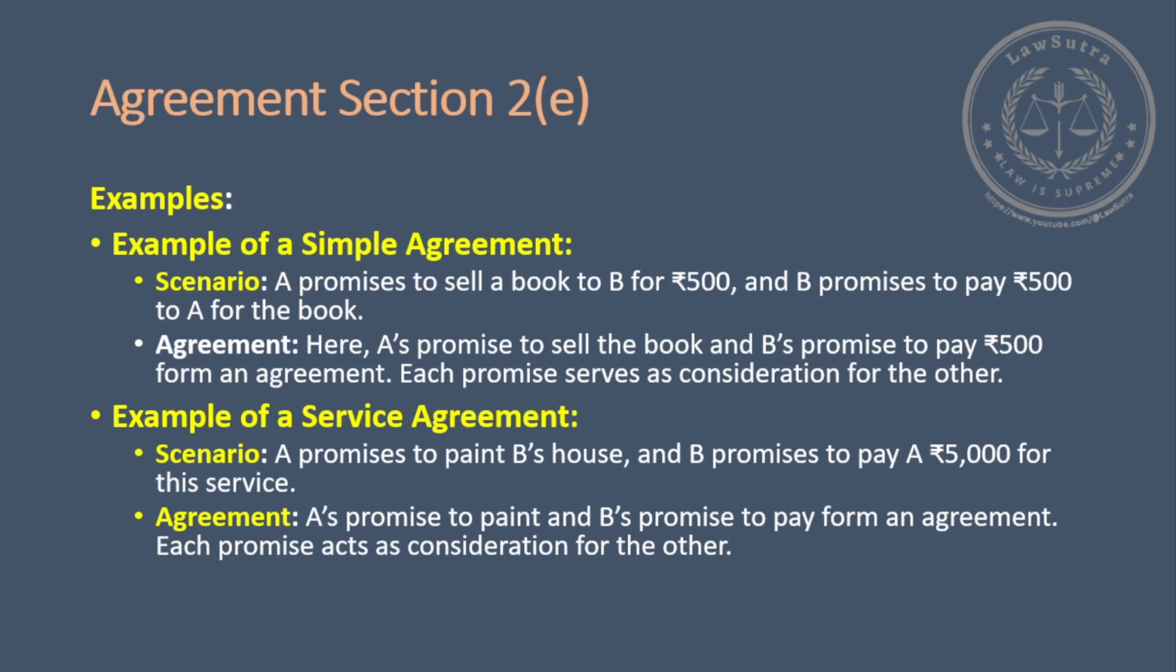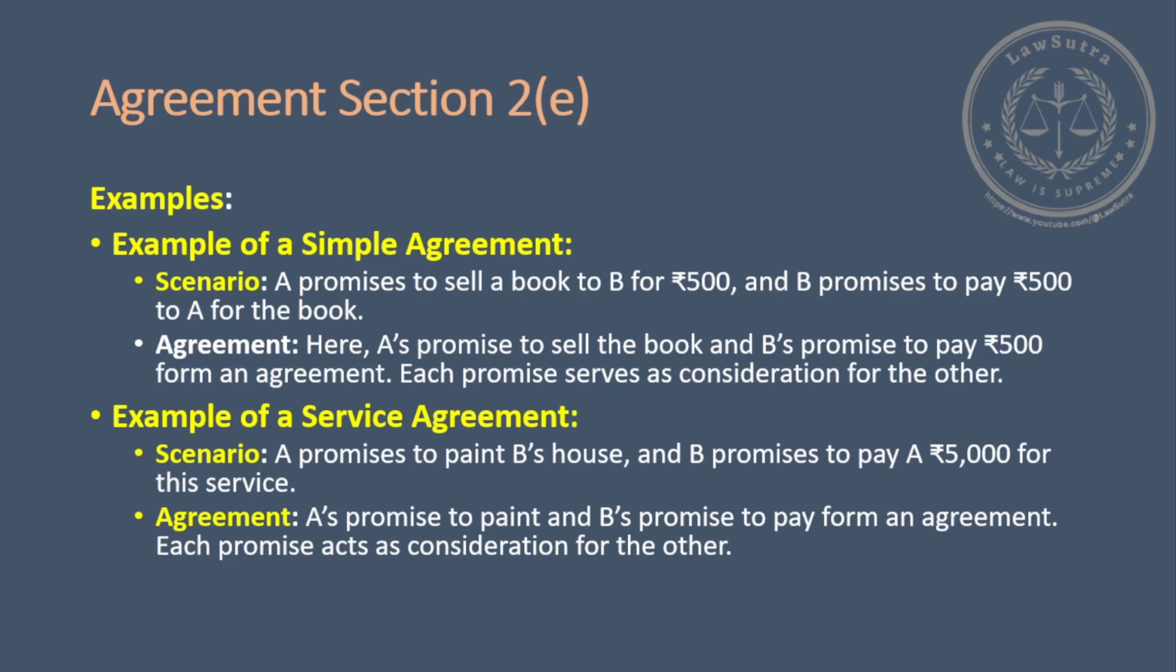Examples. Example of a simple agreement: A promises to sell a book to B for 500 rupees and B promises to pay 500 to A for the book. Here, A's promise to sell the book and B's promise to pay 500 rupees form an agreement. Each promise serves as a consideration for the other.